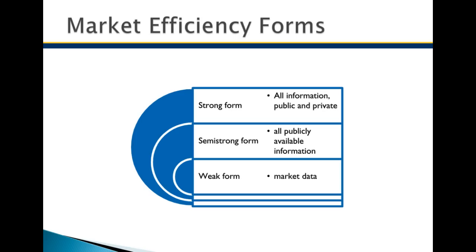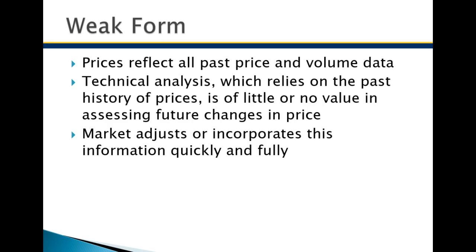And basically, in the strong form, all information, public and private, is efficiently priced in the stocks. In the semi-strong form, only publicly available information is priced in. In the weak form, only the market data, which is the past price performance, is factored in. So let's look at each of these a little bit more closely.